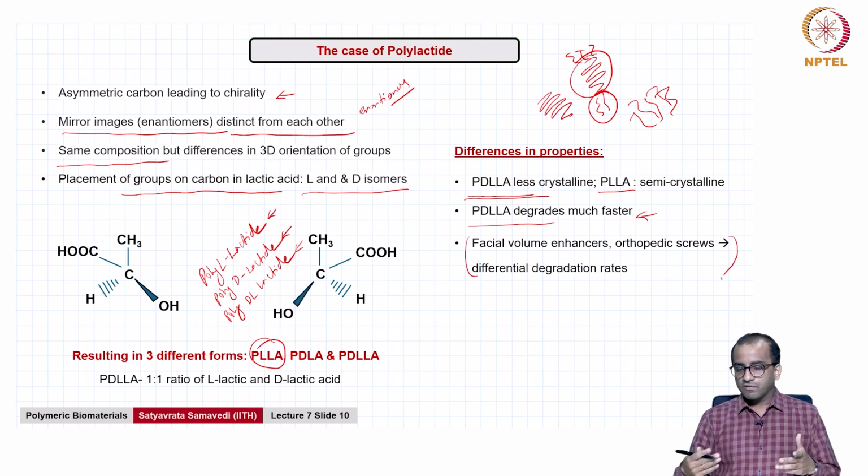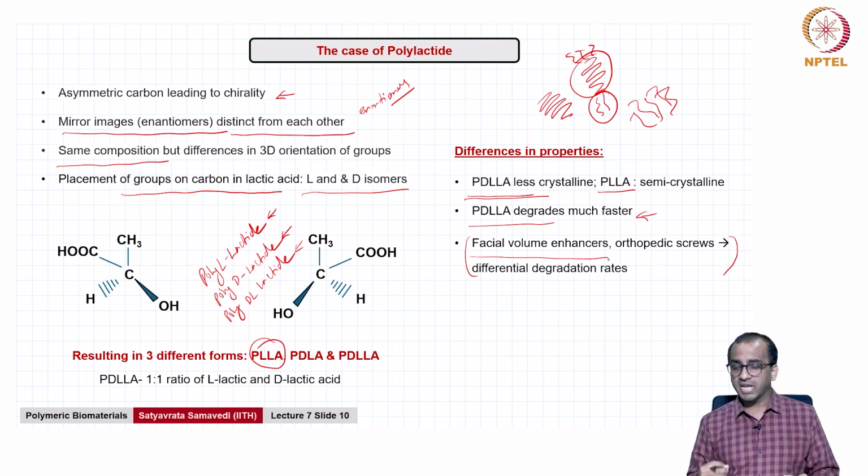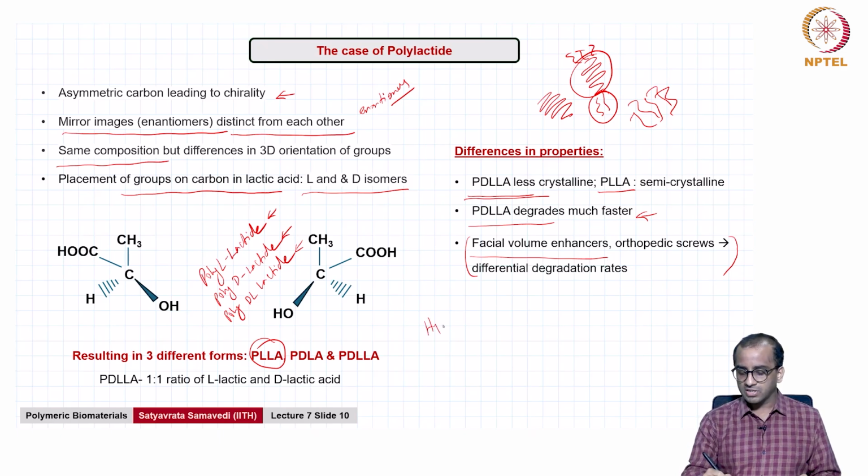Common applications of polylactide include facial volume enhancers. This is where polylactide is injected into regions in the face to enhance volume, and it is an interesting mechanism in itself. One way to increase volume is to use hyaluronic acid injections.